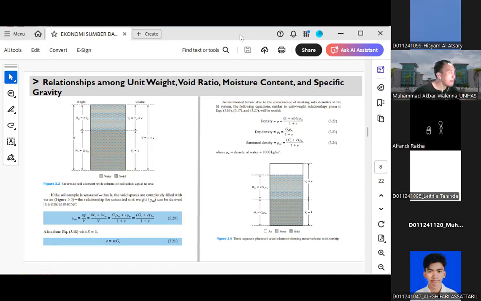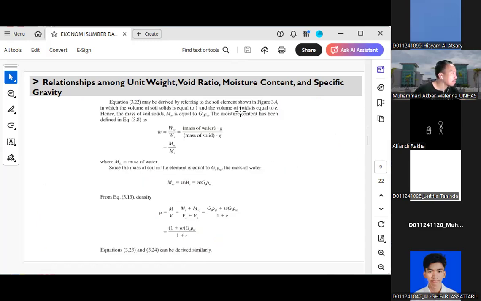Okay, what else? I'm just going to skip the explanation regarding the density relationship, just look at that. I have also explained moisture content. Then what else? Mass of water.